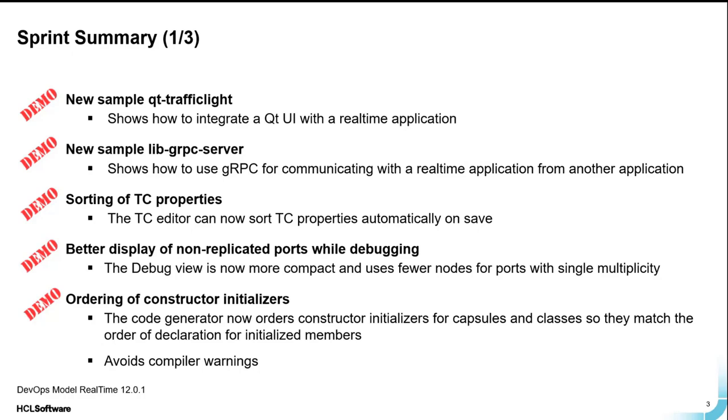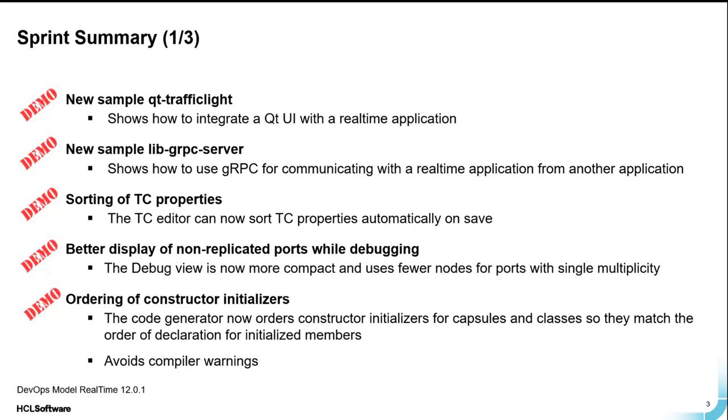We also worked on improving the model debugger, and in this sprint we focused on reducing the number of nodes we show while debugging, and we did that by reducing the nodes for non-replicated ports. So if they have single multiplicity, now the debug view is more compact than before.